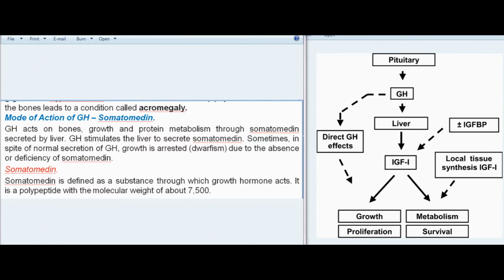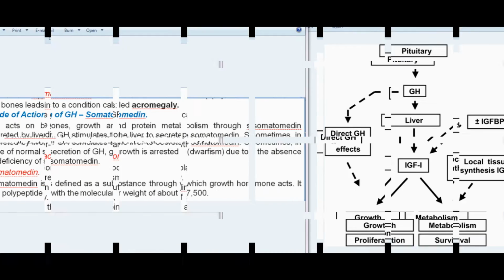Mode of action of GH: Somatomedin. GH acts on bones, growth and protein metabolism through Somatomedin secreted by liver. GH stimulates the liver to secrete Somatomedin. Sometimes, in spite of normal secretion of GH, growth is arrested, dwarfism, due to the absence or deficiency of somatomedin. Somatomedin is defined as a substance through which growth hormone acts. It is a polypeptide with the molecular weight of about 7,500.